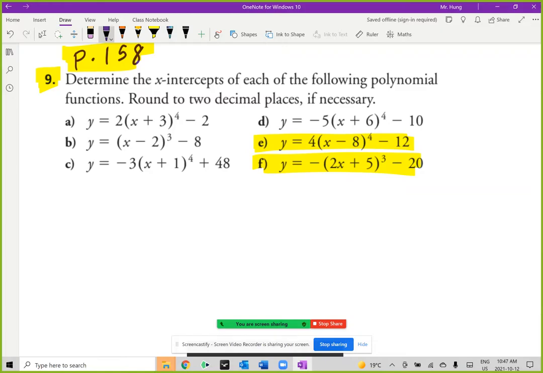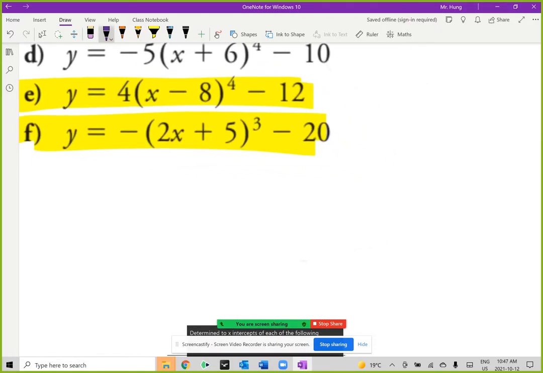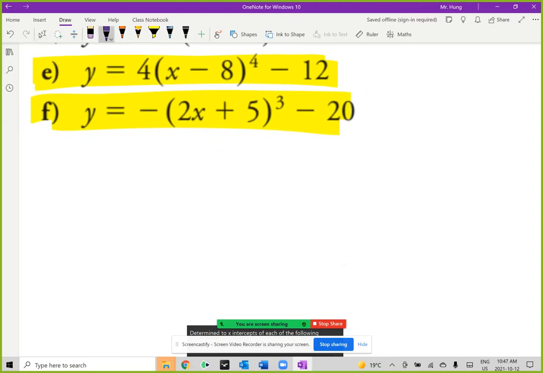Hi, everyone. Let's take a look at number 9 on page 158. Determine the x-intercepts of each of the following polynomial functions. Round to 2 decimal places if needed. So I'm starting with 9e, and here's the first step.